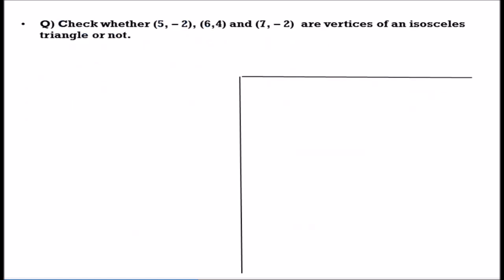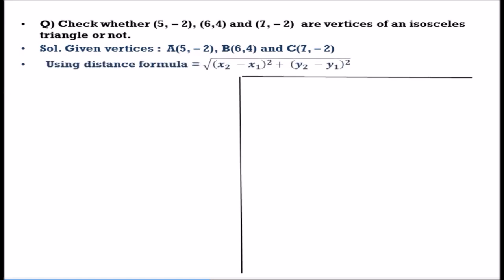The next question is, check whether 5, minus 2, 6, 4 and 7, minus 2 are vertices of an isosceles triangle or not. So first and foremost, we need to think what an isosceles triangle is. An isosceles triangle is a triangle in which any two sides are equal and the third side should be unequal. So let's start. Given vertices, we are naming them again A, B and C. If it's becoming monotonous, you can use any other letters as well, instead of ABC, you can use PQR, XYZ. So again, we will be using the distance formula because we want to find the length of the sides. So the drill is again the same.